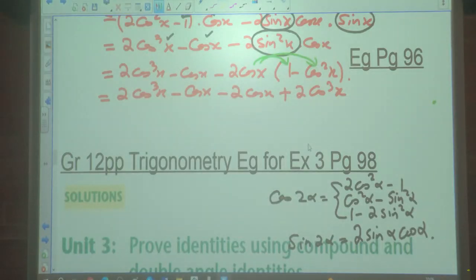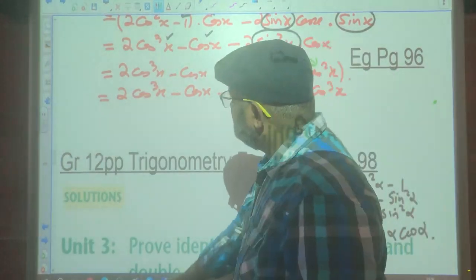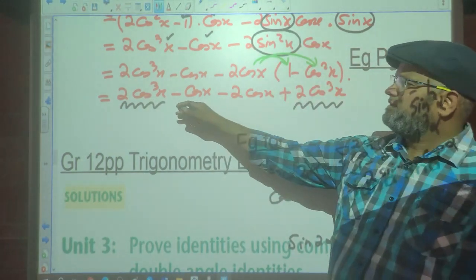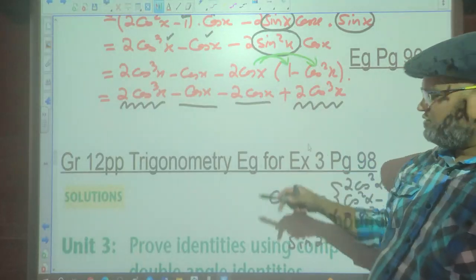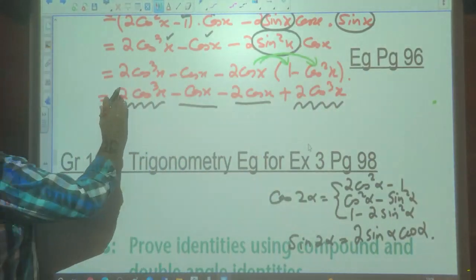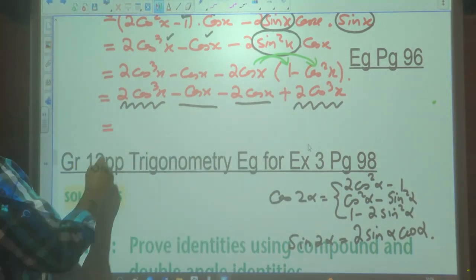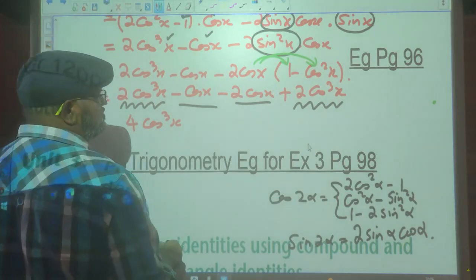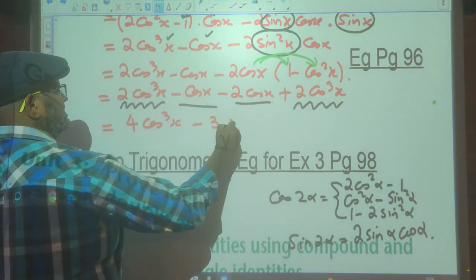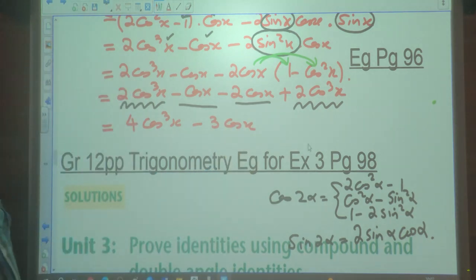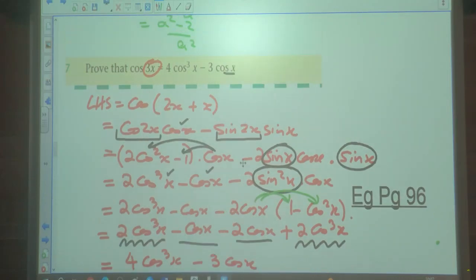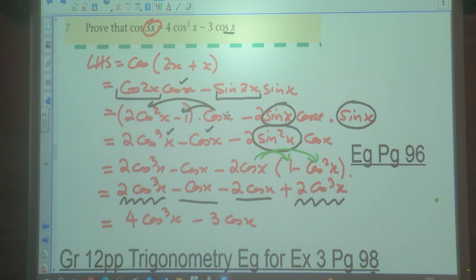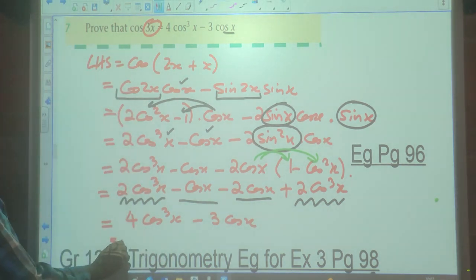So what do we see now? Like terms. 2 cos cube x plus 2 cos cube x minus cos x minus 2 cos x. So what is 2 cos cube x plus 2 cos cube x? 4 cos cube x. What's negative cos x minus 2 cos x? Negative 3 cos x. So let's check. Is that what we were looking for? Yes. You can't believe grade 12 is so easy. Which is equal to the?